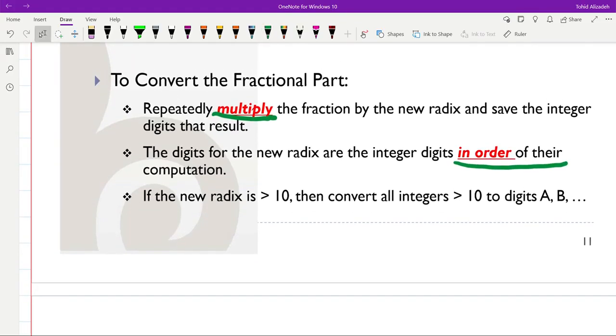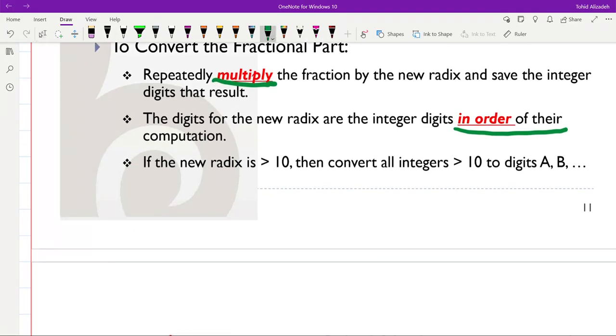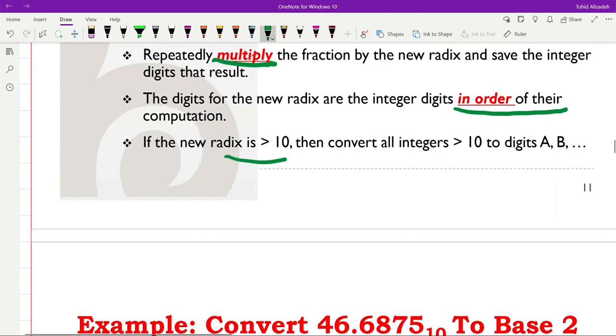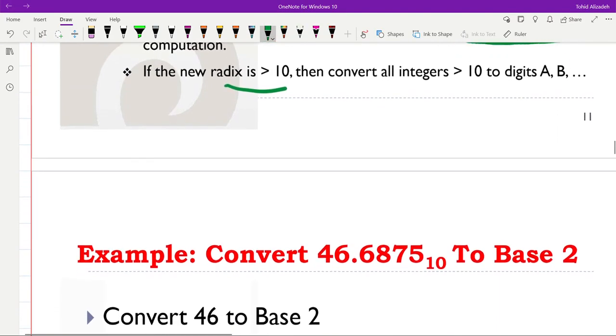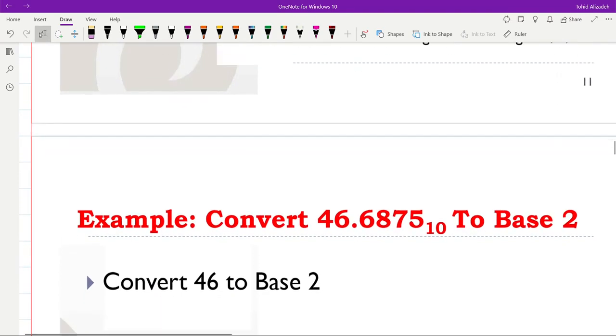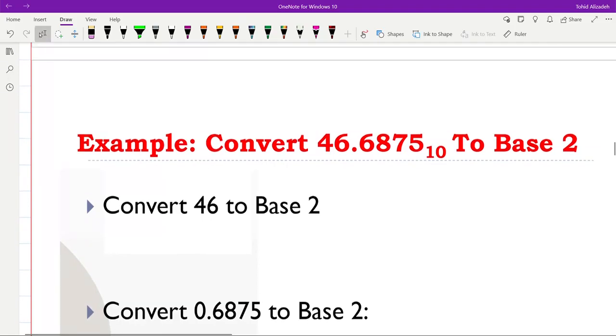So we multiply the fraction by the new radix, and we get a new number. If the new number has an integer part, whether it's 0 or anything, we will take this and put them in the order of their computation. And if the new radix is bigger than 10, then we will convert all integers bigger than 10 into digits A, B, C, and so on. Let's see how it is done by checking it through an example.